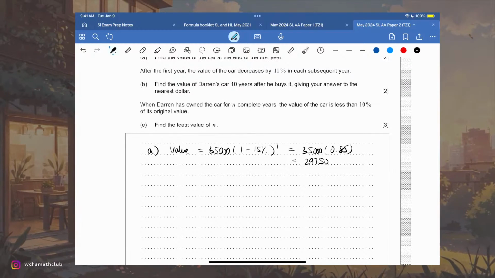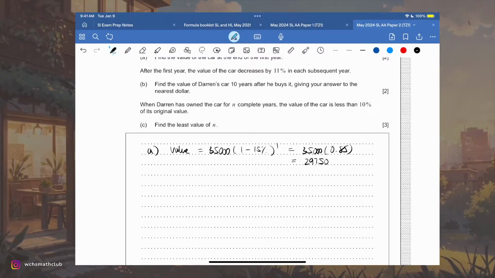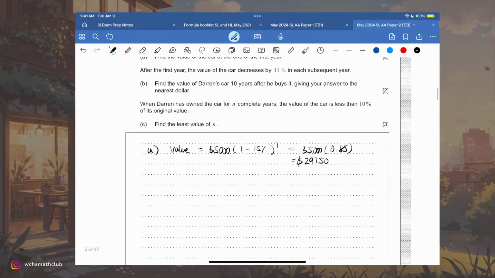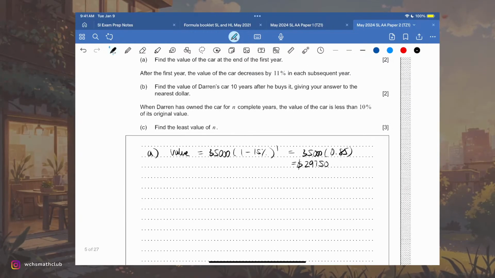Put this in your calculator and make sure you don't enter anything wrong, or else that'd be very sad. Because this is a word problem, don't forget to put your dollar sign, or you can put dollars at the end, up to you. Okay, and that's part A.